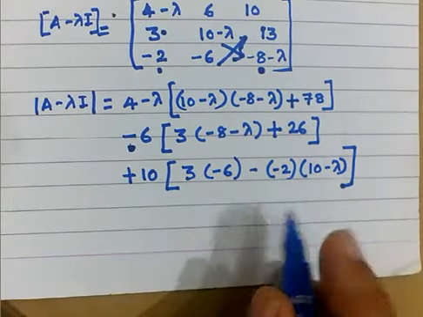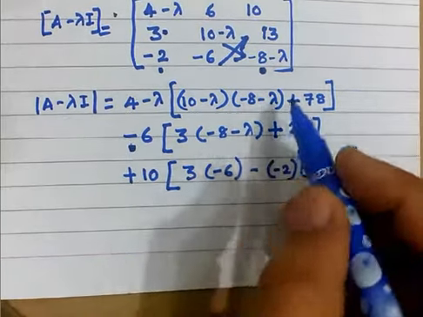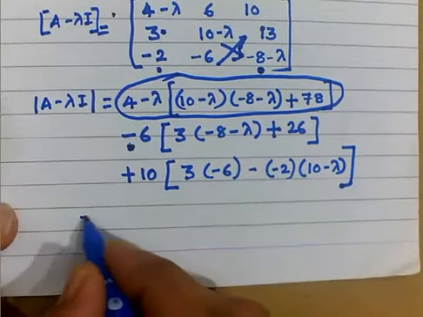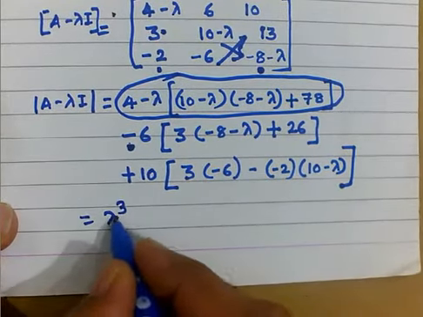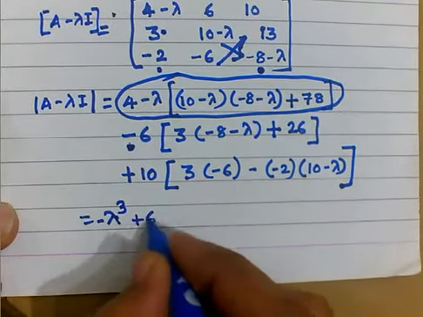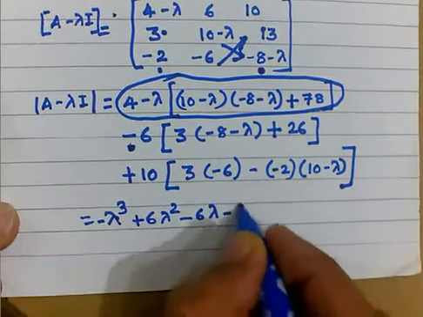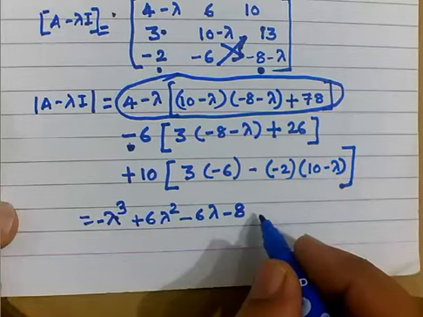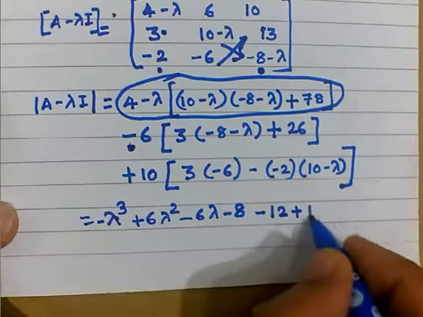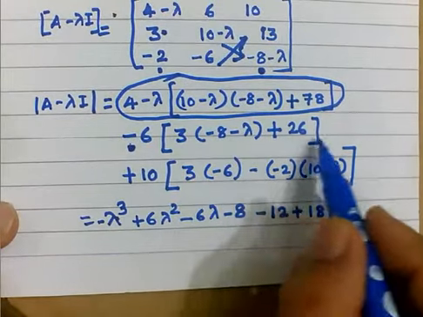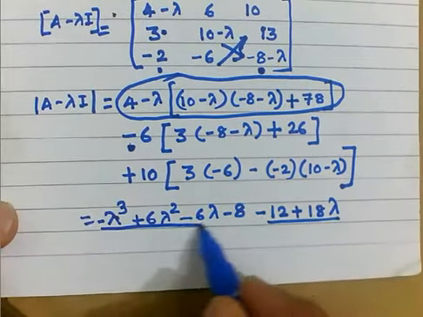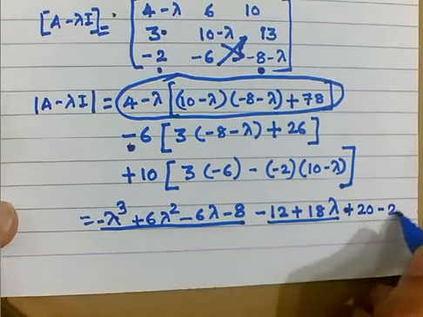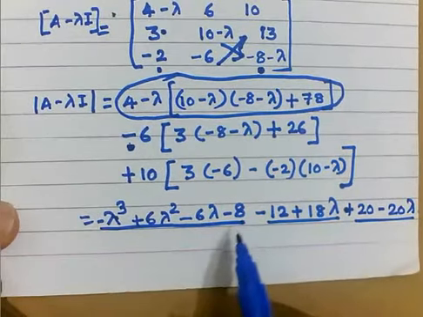So these are the things to be considered over here. I will just solve it directly. This first term will give me the output, that is nothing but minus lambda cube plus 6 lambda square minus 6 lambda minus 8. If you just solve it, you get this first term. Similarly, the second term will give me the result, that is -12 plus 18 lambda. This is the result of the second term. Similarly, the last term will give 20 minus 20 lambda. This is the last term.